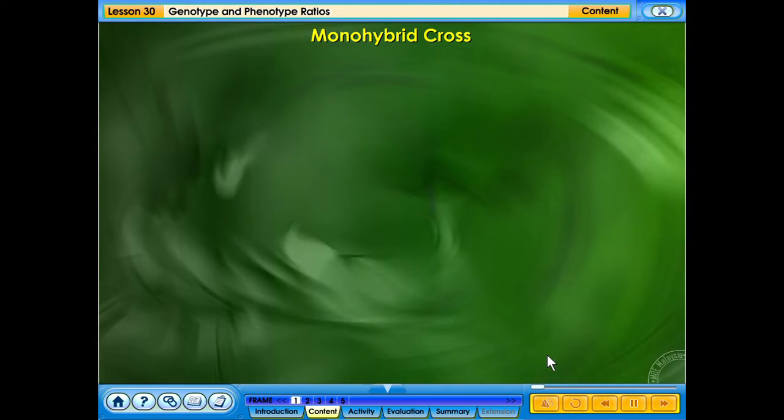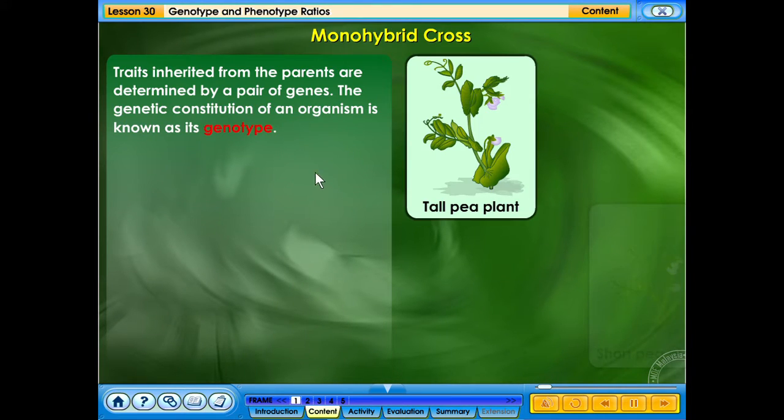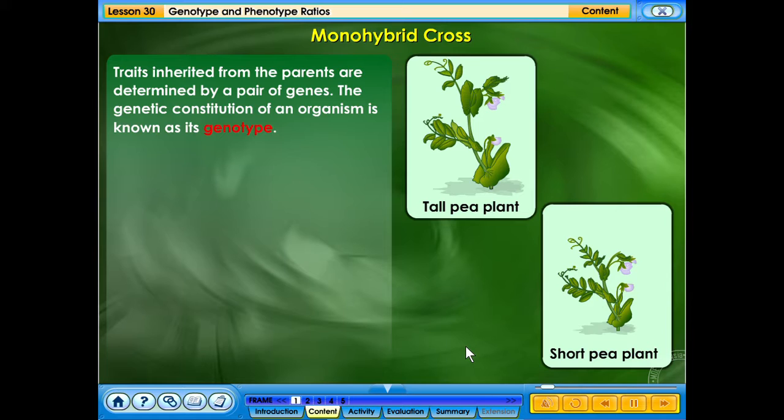Monohybrid cross. Traits inherited from the parents are determined by a pair of genes. The genetic constitution of an organism is known as its genotype. Example of genotype: a tall pea plant is capital T capital T or capital T small t. The dominant gene capital T will be in control when paired with a recessive gene small t.